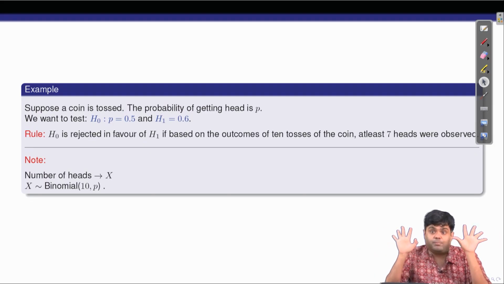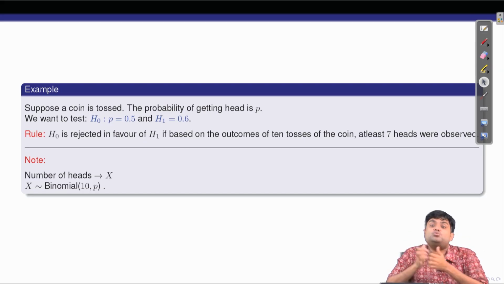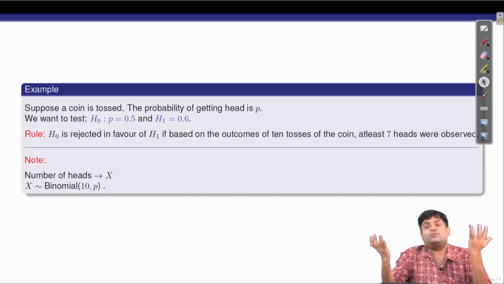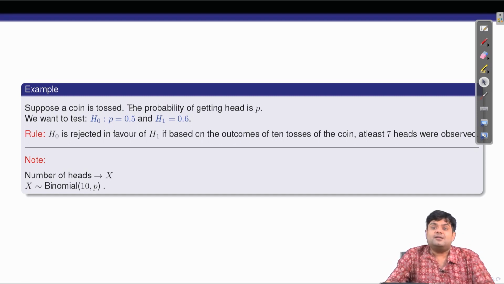Now, if p equal to 0.5 is the status quo, then even if a sample shows certain aberration, you do not want to reject it right away. So, in particular, it is important to see the type 1 error and type 2 error. If this is your rule, that is, you reject H0 in favor of H1 based on 10 tosses and you get at least 7 heads, what is the type 1 error and what is the type 2 error?